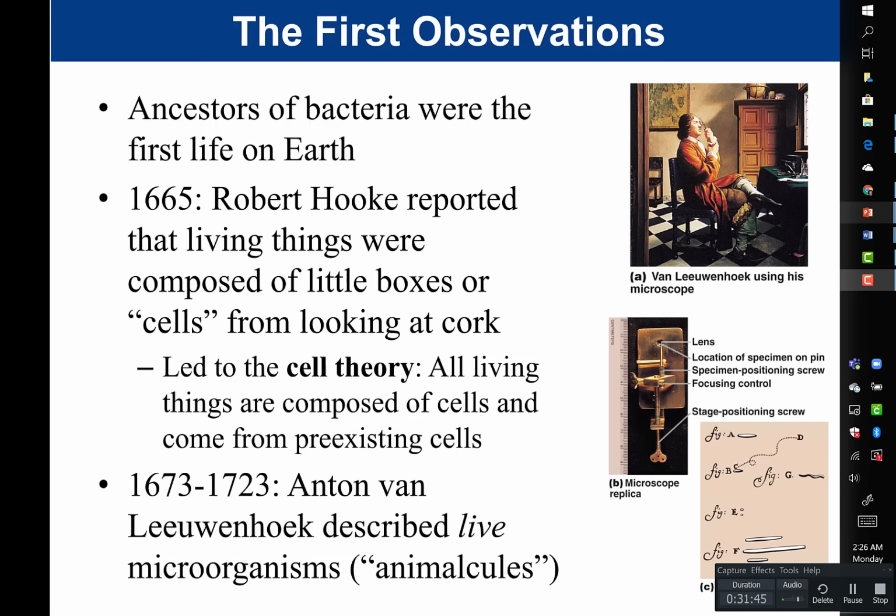Hooke was the one to see cells first, but his specimens weren't necessarily living. Anton van Leeuwenhoek was seeing living cells. So the way I remember this is alphabetical order. H comes before V, so Hooke came first. He was the first to see cells. Van Leeuwenhoek was the first to see living cells. So those are the people.